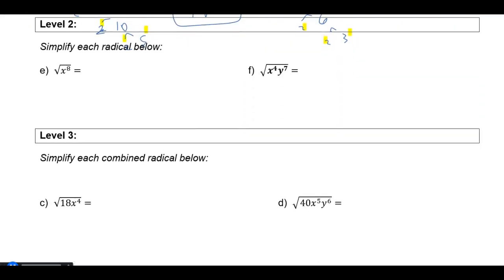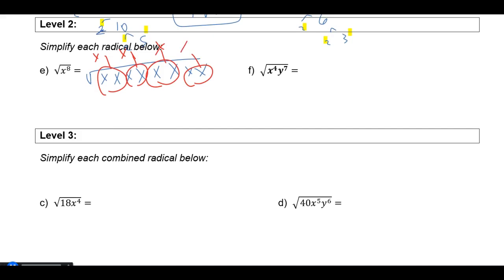Let's go to level 2. Ooh, this is like saying 8 x's. 2, 3, 4, 5, 6, 7, 8. And they come out as an x, as an x. This one comes out as an x, x. And there's nothing at all left in the radical because they all had partners to come out with. So it's just simply x to the 4th. Bam. Because 4 x's came out.